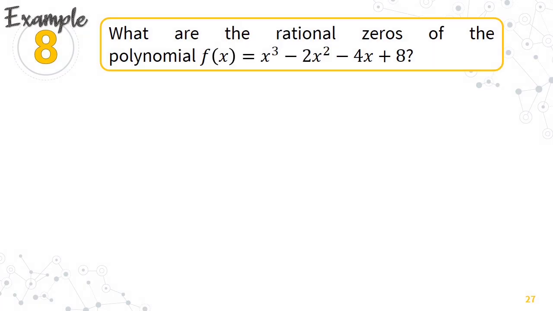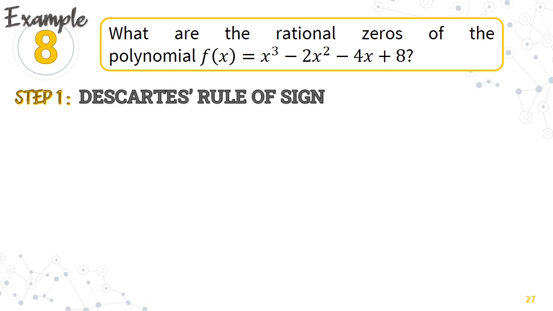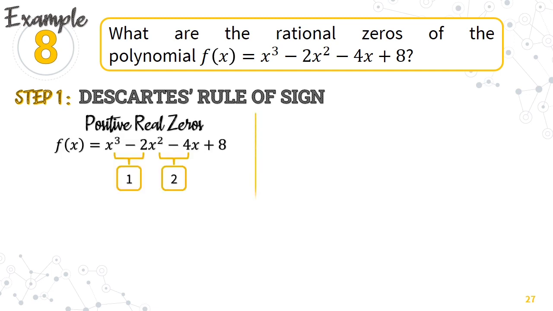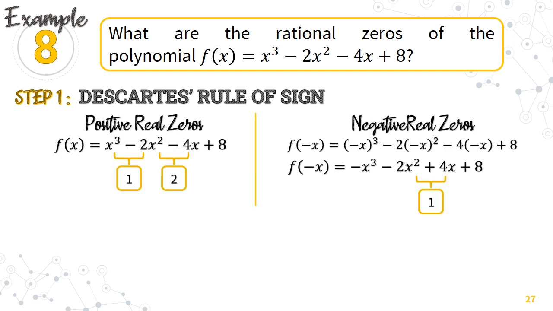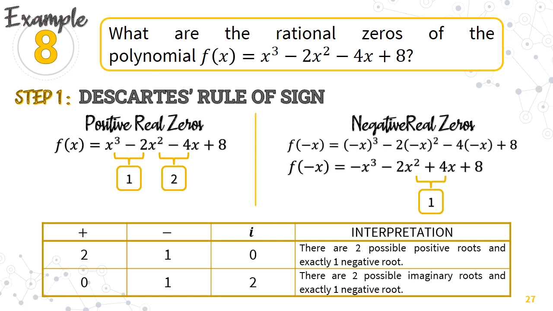For example, taking the given polynomial in the previous example, we have f(x) = x^3 - 2x^2 - 4x + 8. Determine its rational zeros. For step 1, we have to use Descartes' Rule of Signs. Take note that there are two possible combinations for the roots of the given function as indicated in the previous example. We will be solving for the real roots of the polynomial to know which of those will satisfy the given.